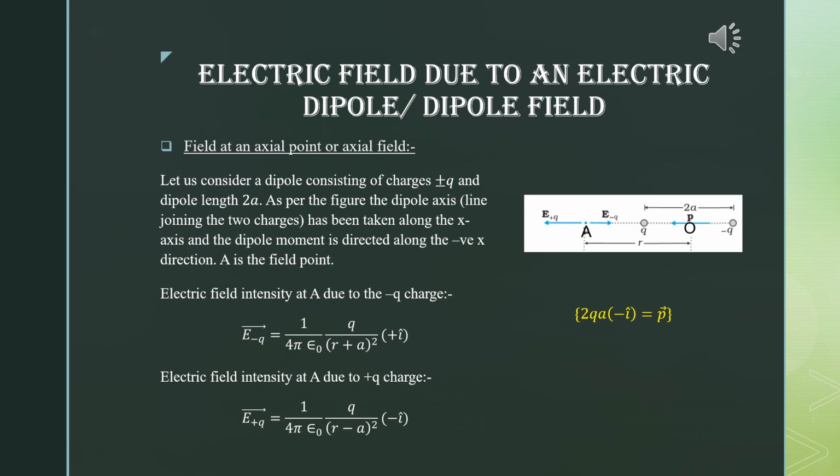Now coming to the second part, electric field intensity at A due to the plus q charge. Same way you can find out, only the distance will become r minus a and the direction will become minus i cap.